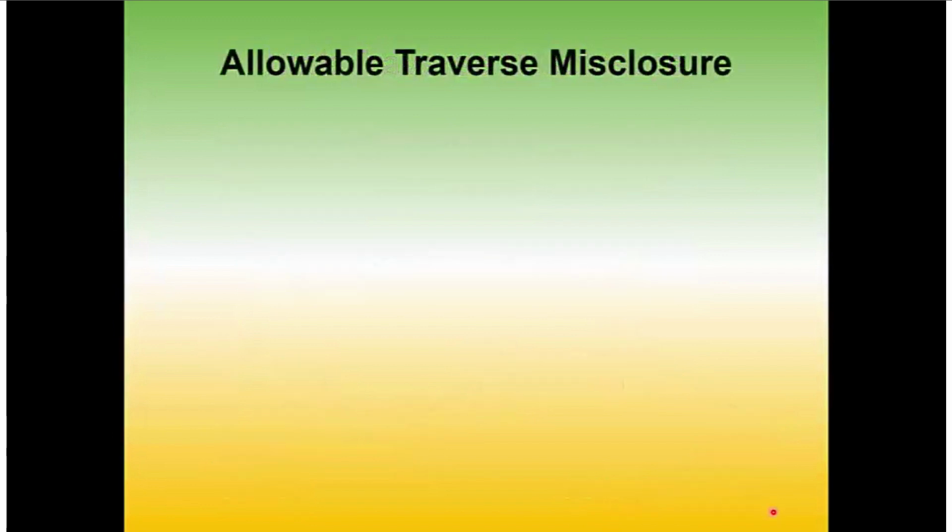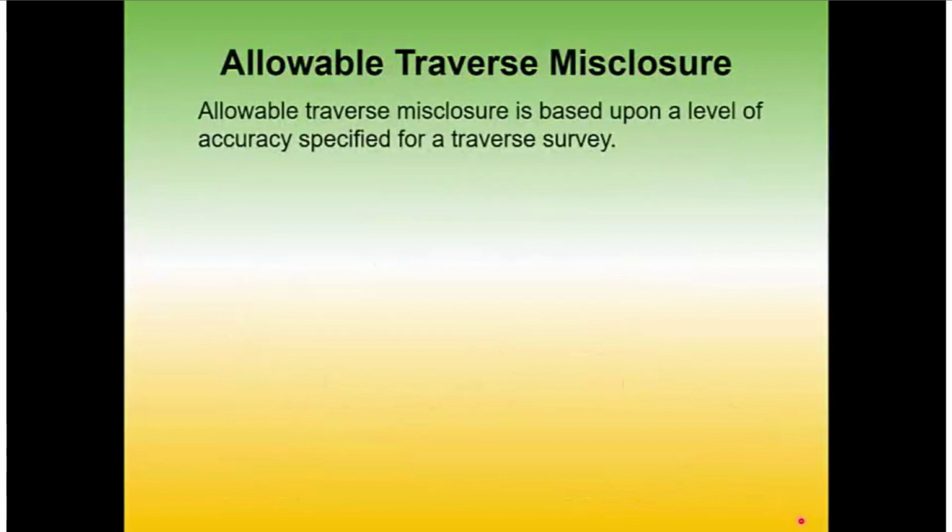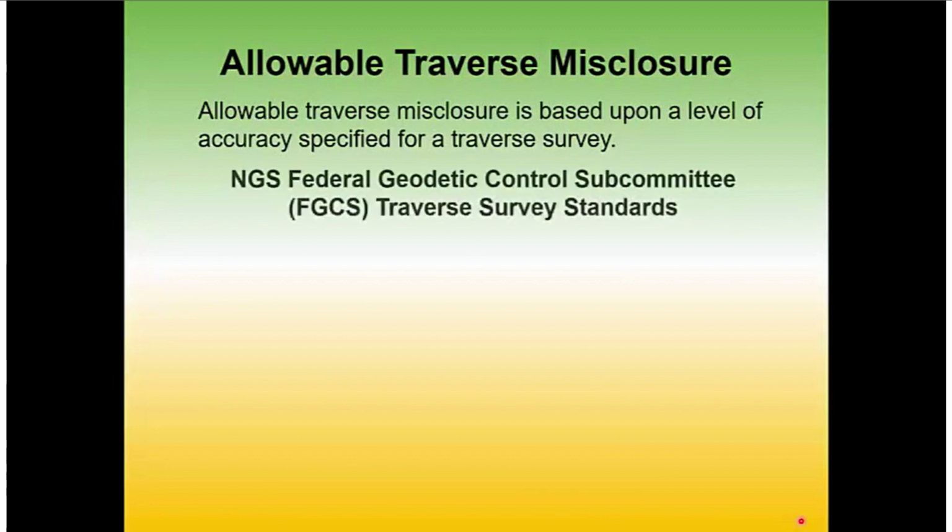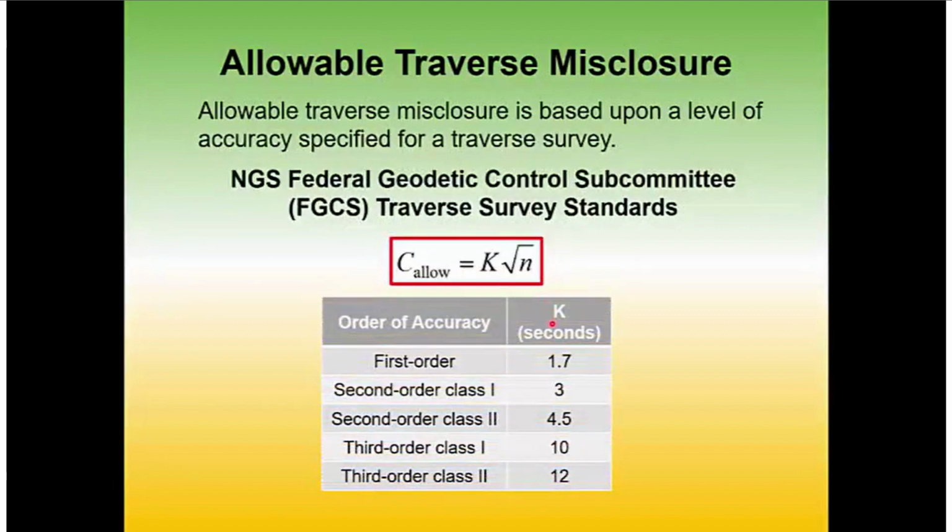The allowable traverse misclosure. The allowable traverse misclosure is based upon a level of accuracy specified for a traverse survey. The National Geodetic Survey Federal Geodetic Control Subcommittee on Traverse Survey Standards provides the equation that C allowable is equal to K times the square root of N, where K is a constant in seconds based upon the order of accuracy in the traverse survey.